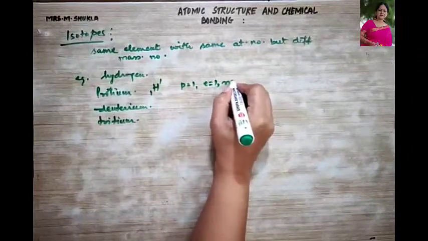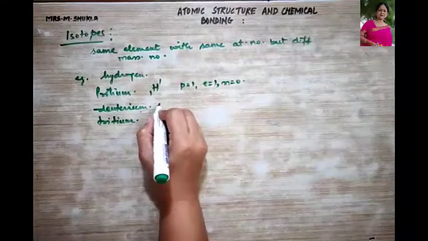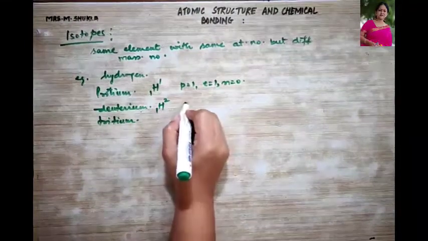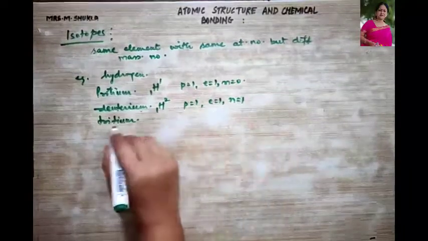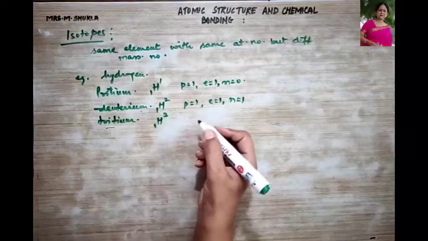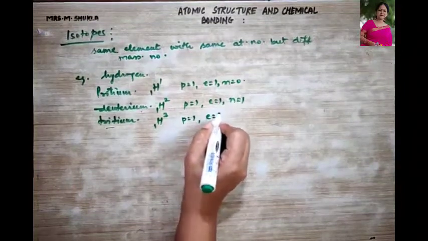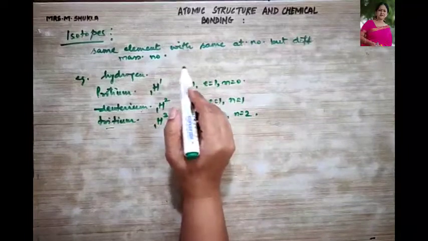And what about neutron? That is 0. 1 minus 1 makes it 0. Talk about deuterium. Atomic number is 1 and mass number is 2. That is, proton is 1, electron is 1 and neutron is 1 over here. Talk about tritium. Atomic number is 1 and mass number is 3. So over here, proton is 1, electron is 1 and neutron is how many? 2.